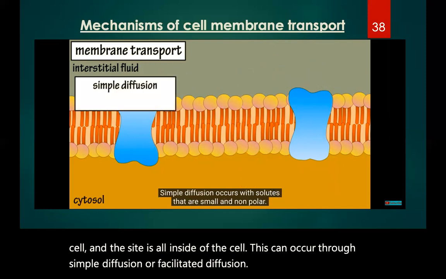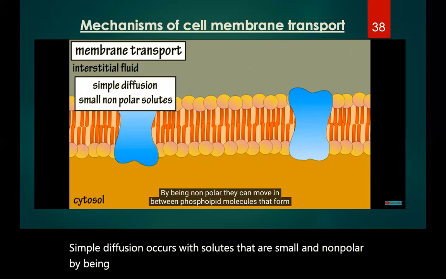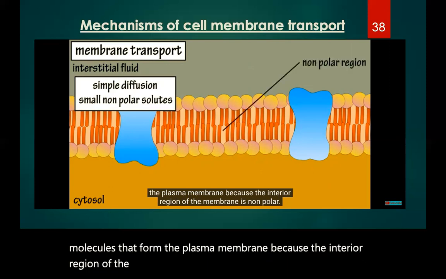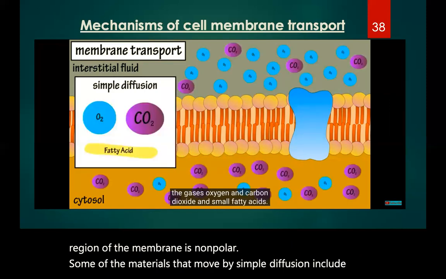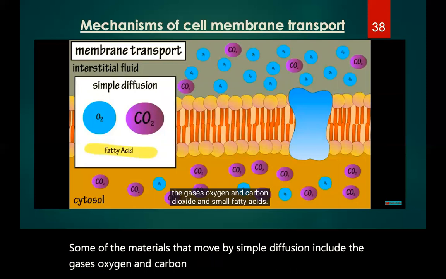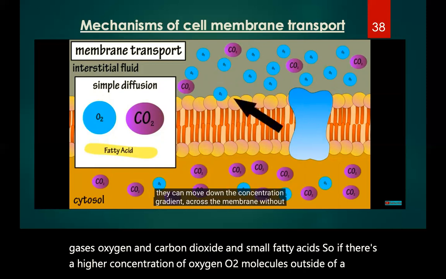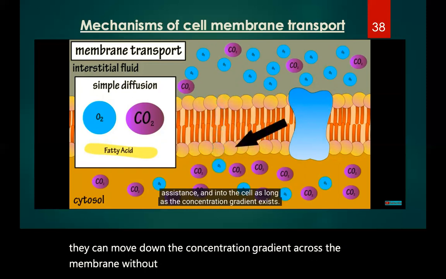Simple diffusion occurs with solutes that are small and nonpolar. By being nonpolar, they can move in between phospholipid molecules that form the plasma membrane because the interior region of the membrane is nonpolar. Some of the materials that move by simple diffusion include the gases oxygen and carbon dioxide and small fatty acids. So if there's a higher concentration of oxygen, O2, molecules outside of a cell, they can move down the concentration gradient across the membrane without assistance and into the cell as long as the concentration gradient exists.